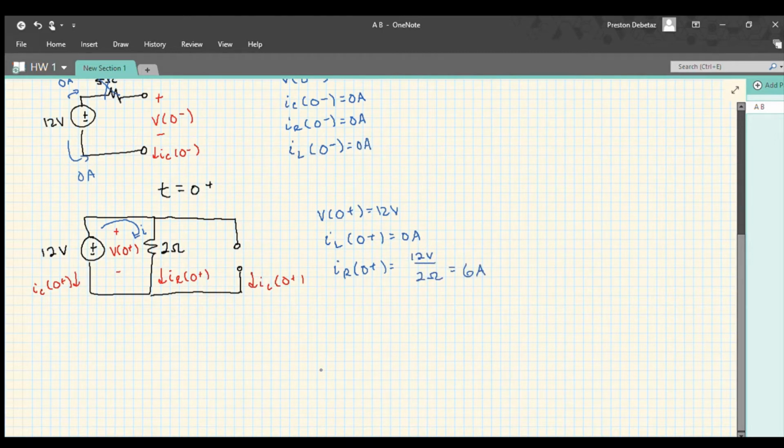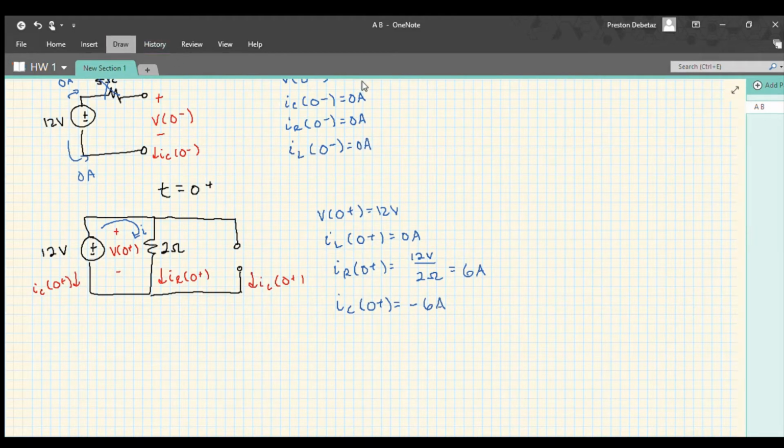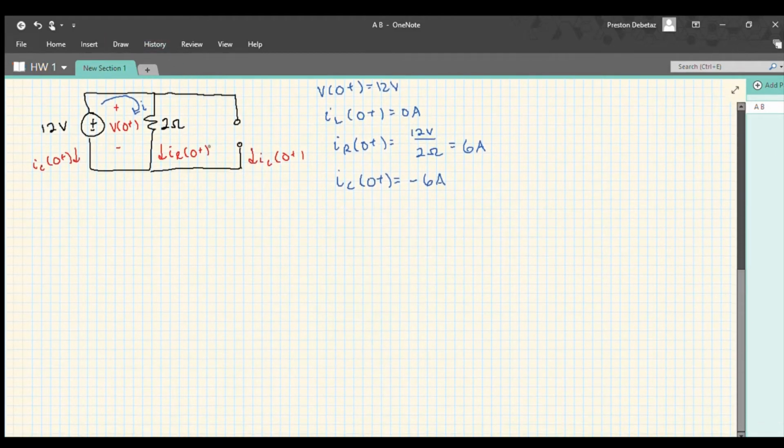And the way we defined the currents at the beginning of the problem, IC is just in the opposite direction of IR. So IC of 0 plus is minus 6 amps. And so we want to write equations for V of t and then IR of t.